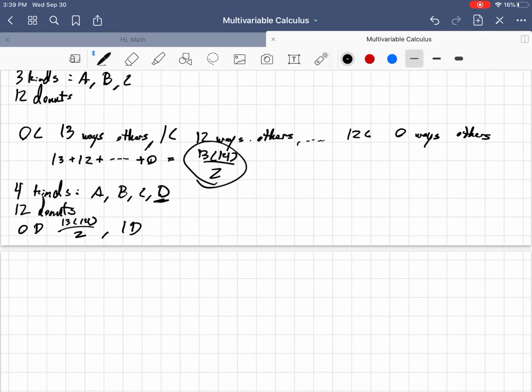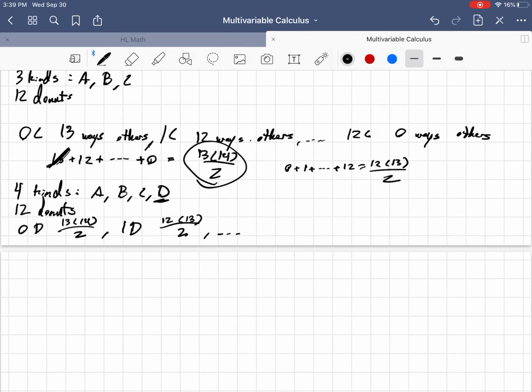If we have 1 D donut, then what we end up doing is taking the sum of the first 12 whole numbers. We get rid of this extra 13 because we have already bought 1 D donut. And so that leaves 12 times 13 over 2 ways, because it's 0 plus 1 plus up to 12, which is 12 times 13 over 2.